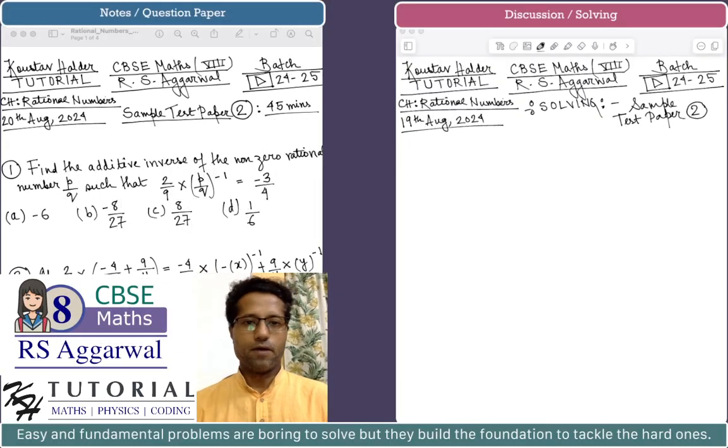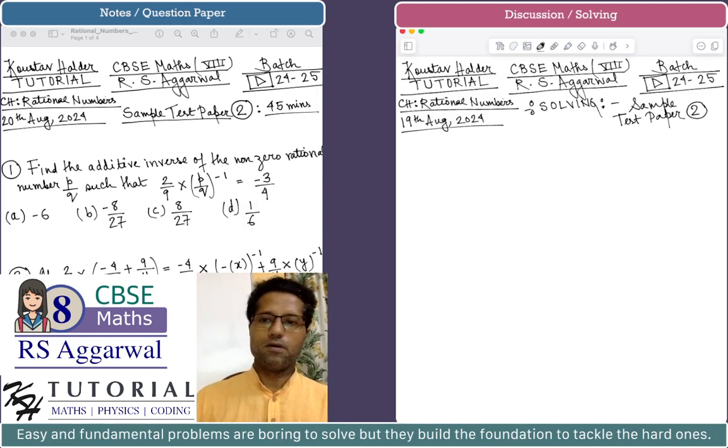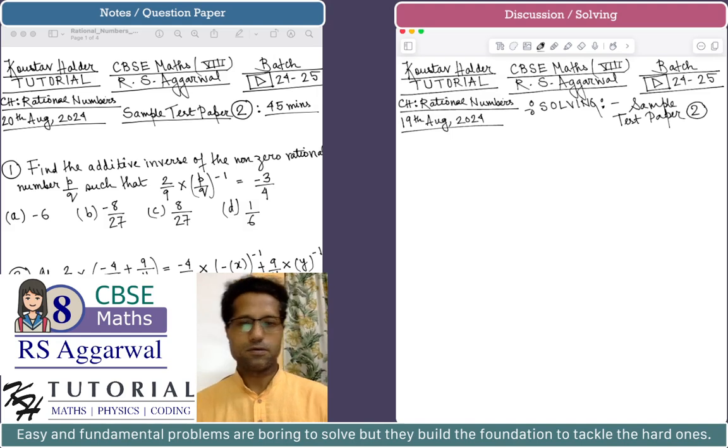Okay, so I have the question paper, sample test paper number 2, on the left hand side, and on the right hand side I will solve the problems. It is recommended that you first try to solve the problems yourself a couple of times, and if you are stuck, then you can see this solution video as a reference. While I am solving the problems, you can pause the video and take a screenshot of the solution for your future reference if you think it will help you. Okay, so let's start solving the problems.